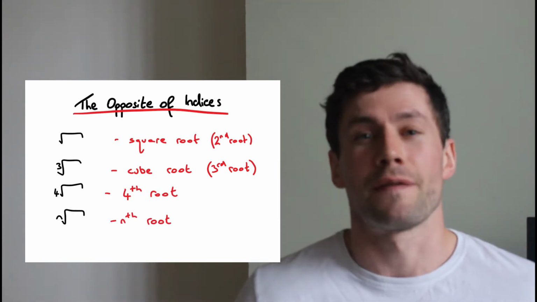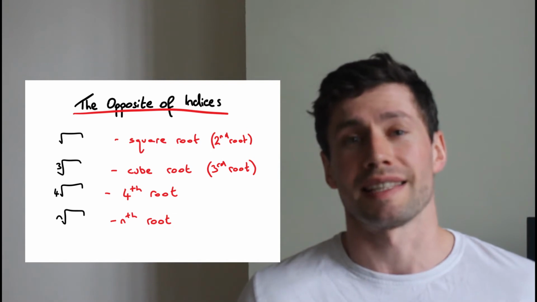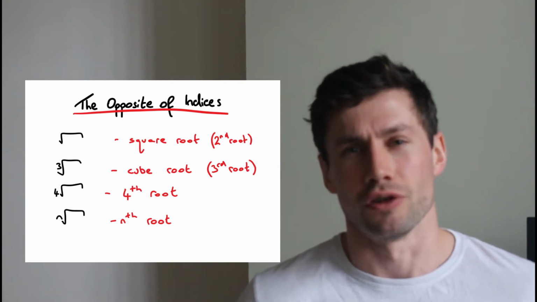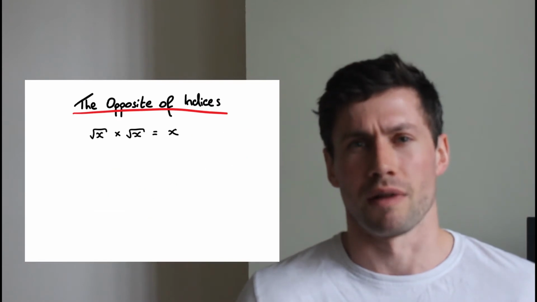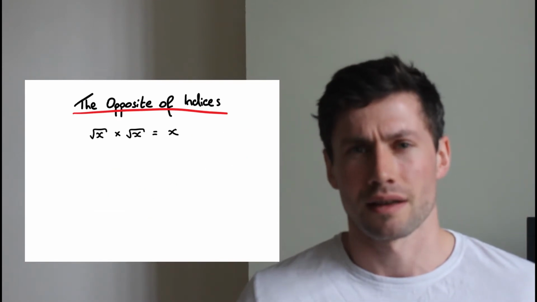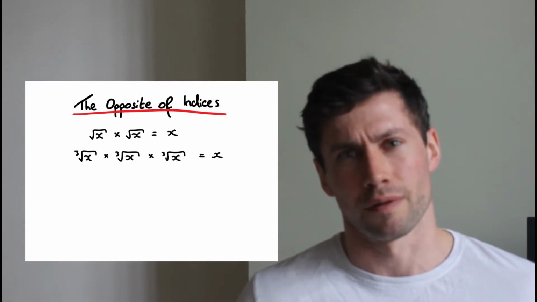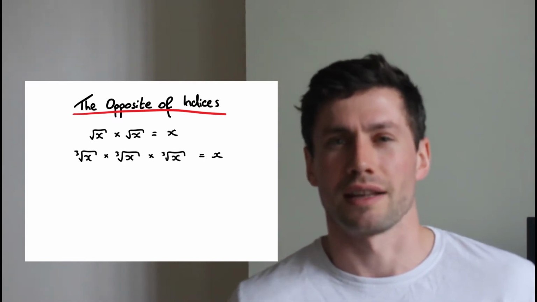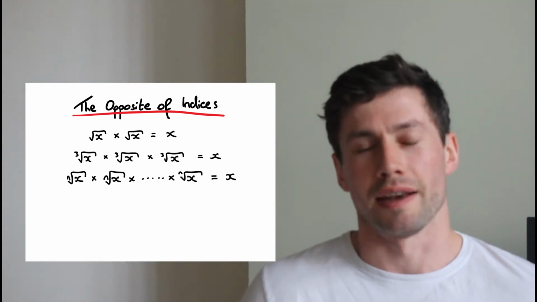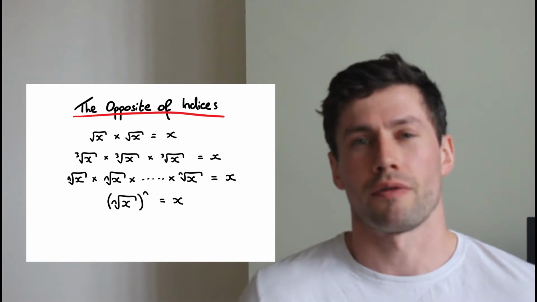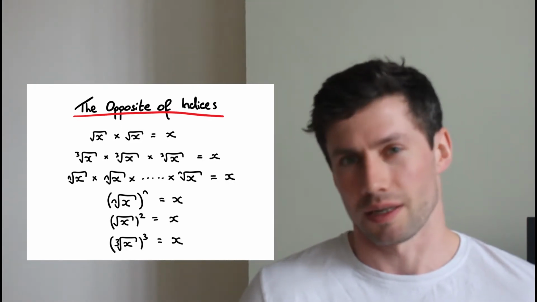The definition of the nth root of x is the number which, when it multiplies by itself n times, gives you x. Therefore, the definition of the square root of x is the number which multiplies by itself to give x. The definition of the cube root of x is the number which multiplies by itself twice to give x, and so on. Always remember that the nth root of x to the power of n equals x. So the square root of x squared equals x, and this cube root of x cubed equals x.